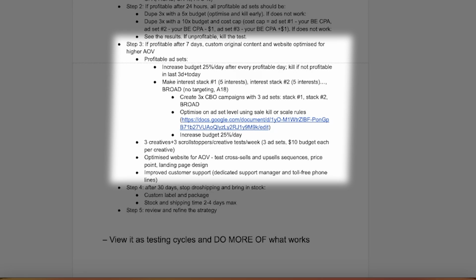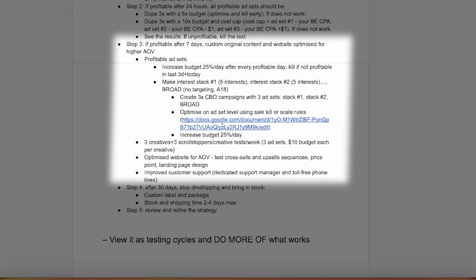Make several interest stacks, right? One of them would include 5 interests, another would include 5 interests, and then you'd also have broad, and broad would have no targeting. Create 3 CBO campaigns with 3 ad sets. So one of them would have the stack of interest number 1, another would have stack of interest number 2, and another one would be just broad.